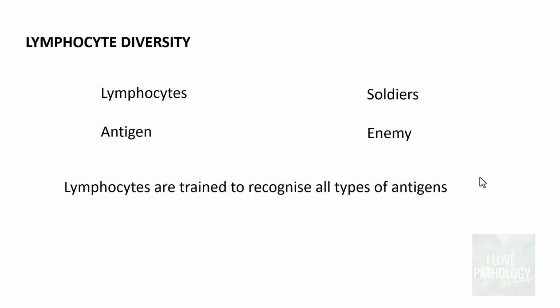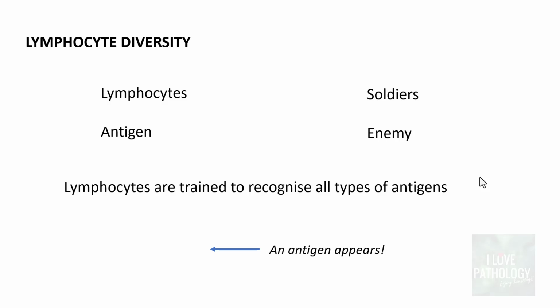So let's understand a bit about lymphocyte diversity. We know that lymphocytes are like soldiers. Imagine that your body is like a country. In our body, these lymphocytes are like soldiers, constantly protecting against various invaders, and invaders in our case are mostly microbial pathogens. The antigens these lymphocytes encounter are like the enemy to these soldiers. What we need to realize is that all these lymphocytes are trained to recognize all kinds of antigens. Where are they trained? They are trained either in the bone marrow or in the thymus. We will talk about it a bit later.